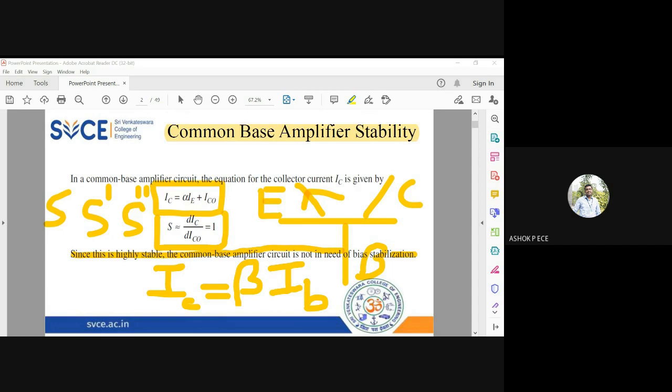Is that clear? The stability of the common base amplifier is just a small topic to compare the stability of the common emitter and common base amplifiers.